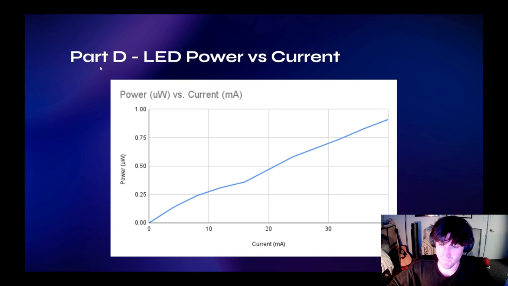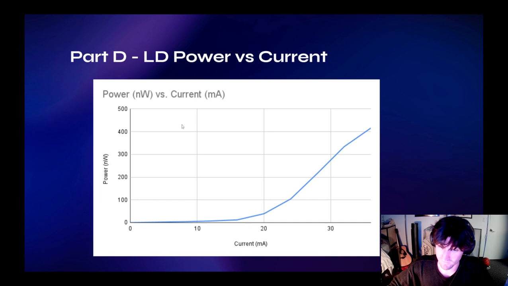For part D, the LED power versus current, we got a somewhat linear graph, as you can see here. And for the LD power versus current, we got a pretty exponential graph.